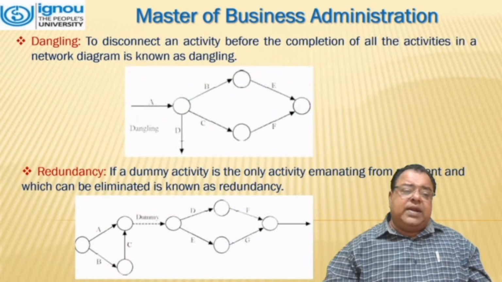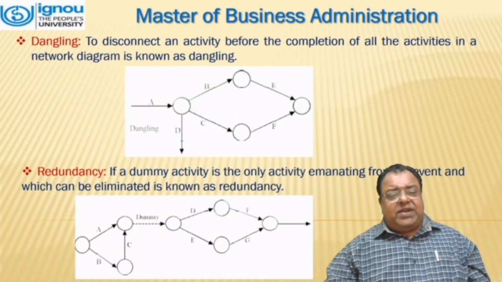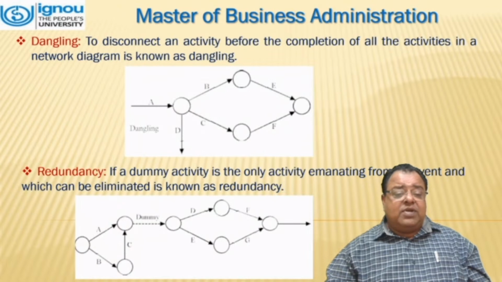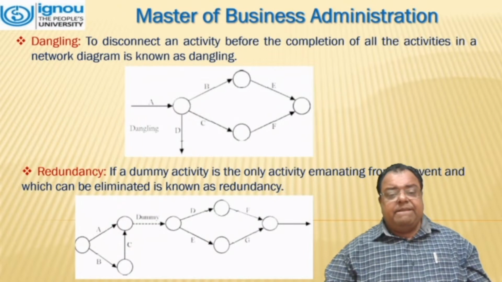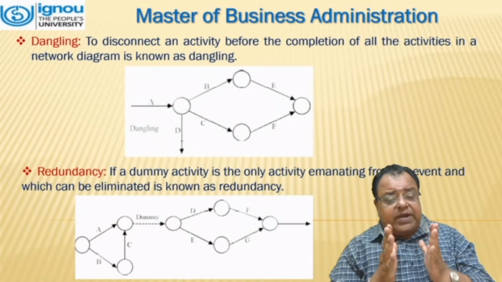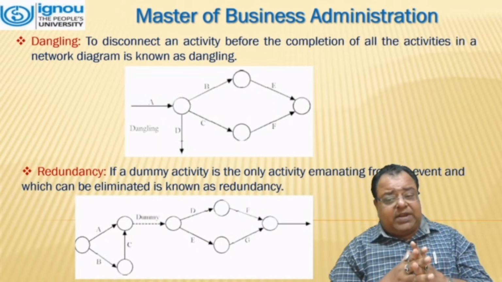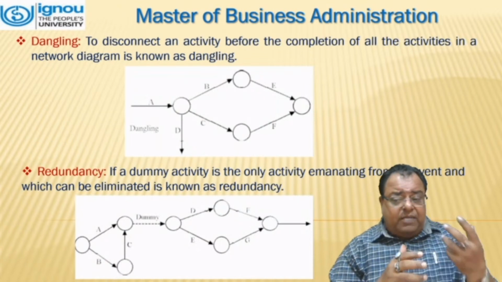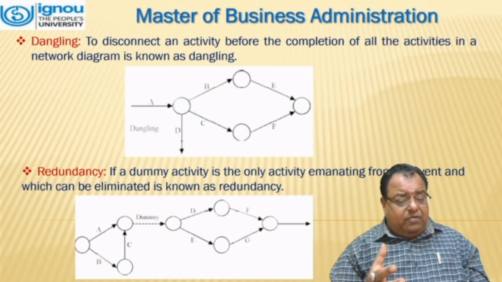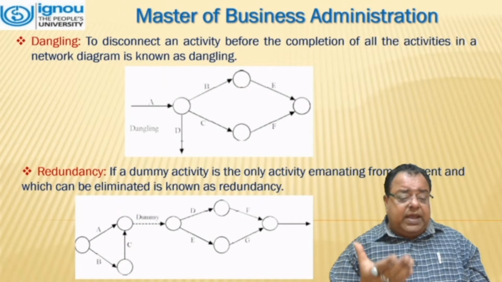Second one is dangling. To disconnect an activity before the completion of all the activities in a network diagram is known as dangling. Third is redundancy. If a dummy activity is the only activity emanating from an event and can be eliminated, it is known as redundancy. There is no need of providing this dummy activity. We can merge, where activity A and C are merged.